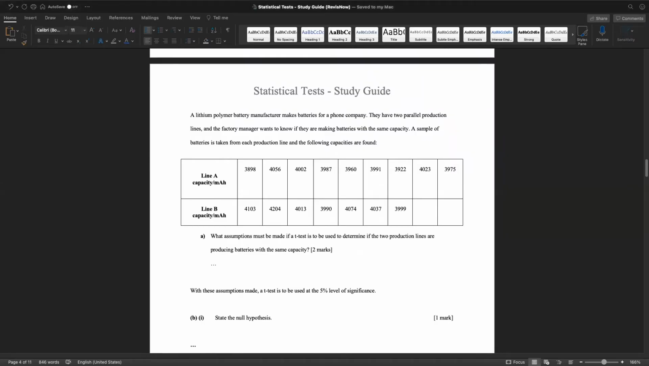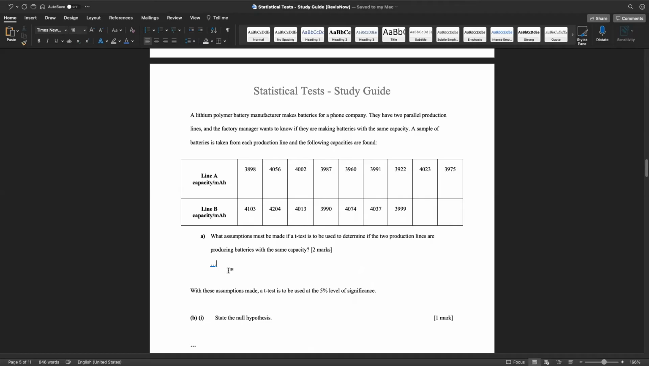A lithium polymer battery manufacturer makes batteries for a phone company. They have two parallel production lines, and the factory manager wants to know if they are making batteries with the same capacity. A sample of batteries is taken from each production line, and the following capacities are found. What assumptions must be made if a t-test is to be used to determine if the two production lines are producing batteries with the same capacity?